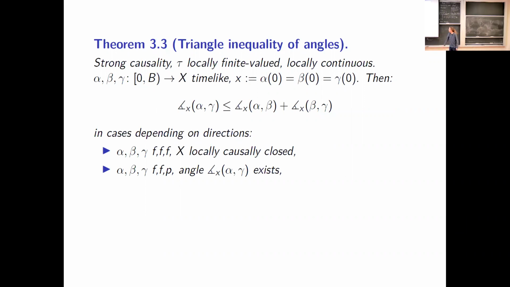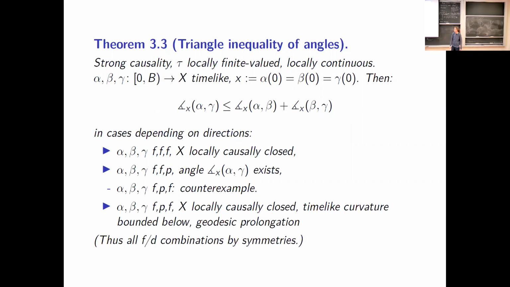Maybe we need to assume one angle exists. But the thing is, if the middle one points into the past, there is a counterexample, but one can fix this basically with curvature bounds and this geodesic prolongation. And yes, these are all cases.